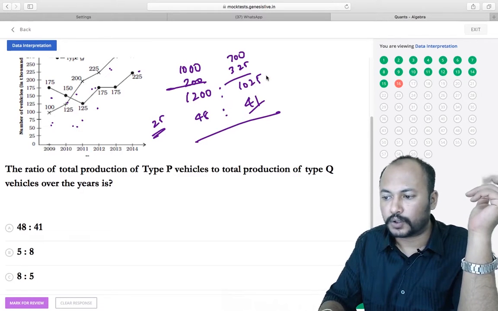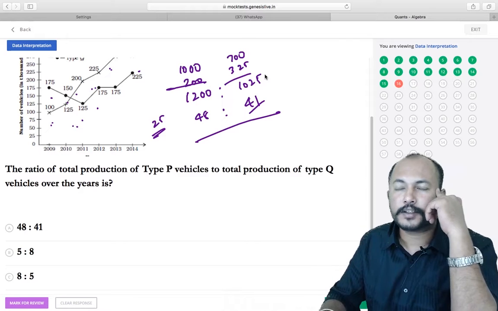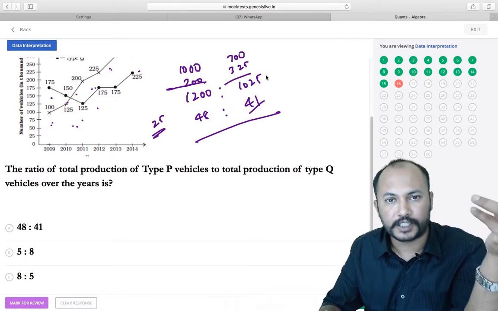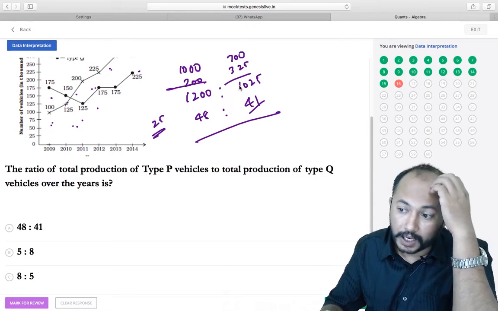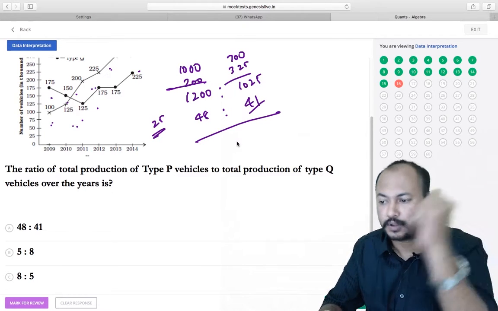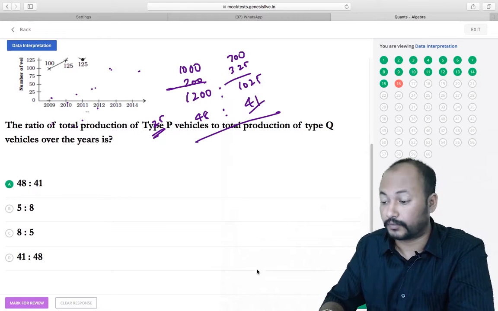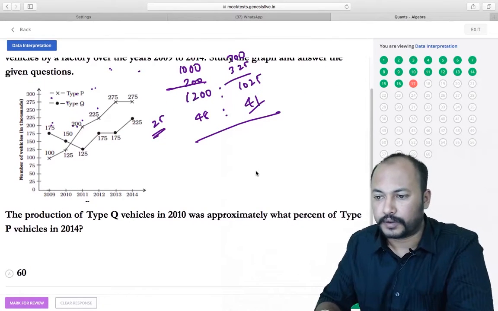So similarly, for 1025, 25 into 4 is anyways 100, so into 10 becomes 1000. So 25 into 40 is 1000, but you have one more 25, so this becomes 41. That's all. Fine. Great. Next one.